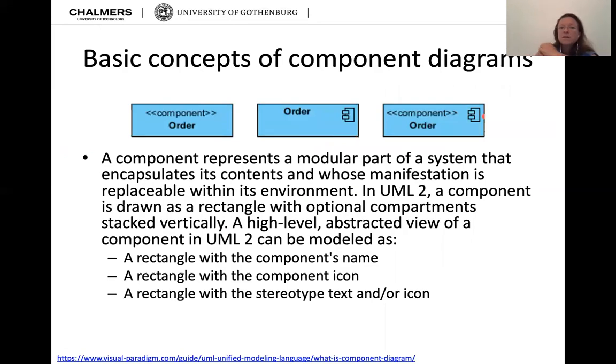Basic concepts are given here. A component represents a modular part of a system that encapsulates its contents and whose manifestation is replaceable within its environment. In UML2, a component is drawn as a rectangle with optional compartments that are stacked vertically. A high-level abstracted view of a component in UML2 can be modeled as a rectangle with the component's name, a rectangle with the component icon in the middle, or a rectangle with the stereotype text and/or icon, as you can see on the right. All of these are valid. I like it when stuff is explicit, so I'd go for the rightmost option.